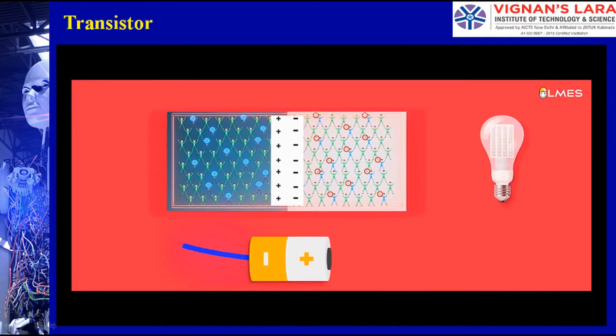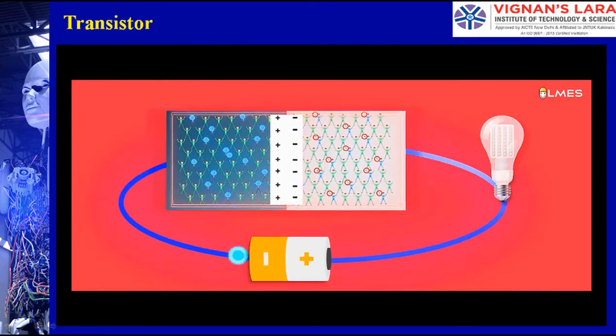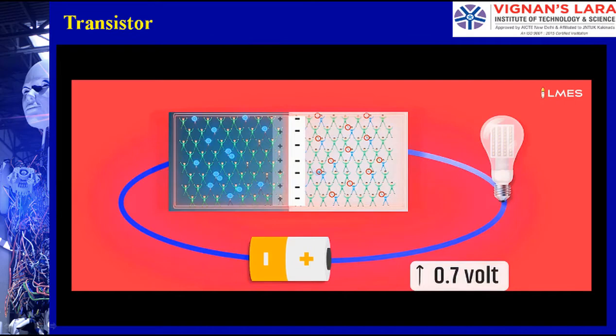When we connect a battery and bulb to this NP semiconductor, the electrons will flow from the battery towards the N region when connected in forward bias. But when these electrons reach the negative depletion zone, they are repelled and come back. So the circuit is not closed and the bulb will not turn on.